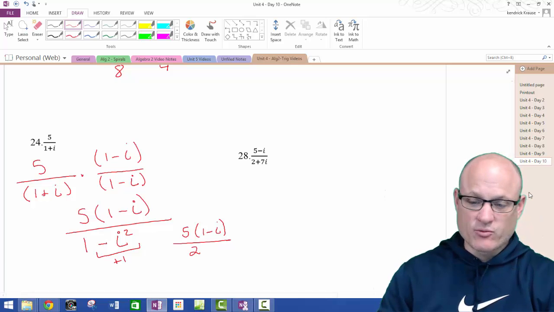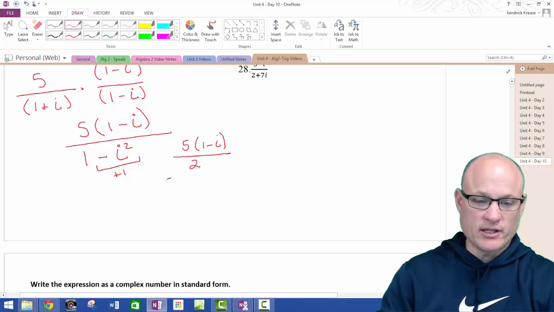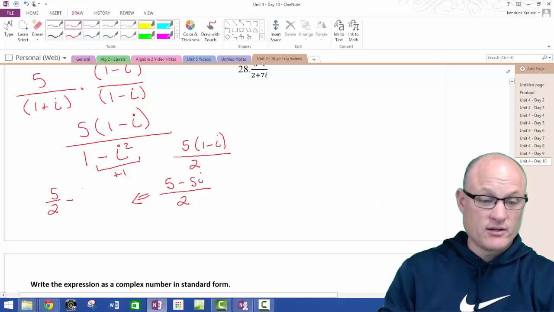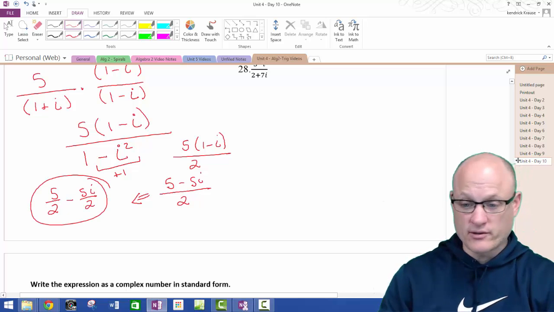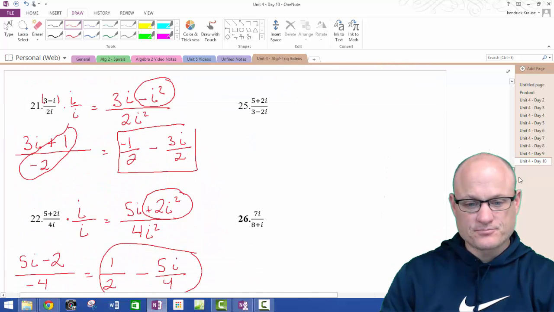Now, I don't like the way that's written because I still want to write it in standard form. So what I really should be doing is distributing and getting 5 minus 5i over 2, which really then should be 5 over 2 minus 5i over 2. That's probably the best way to write this. I wouldn't take off for the other stuff, though.